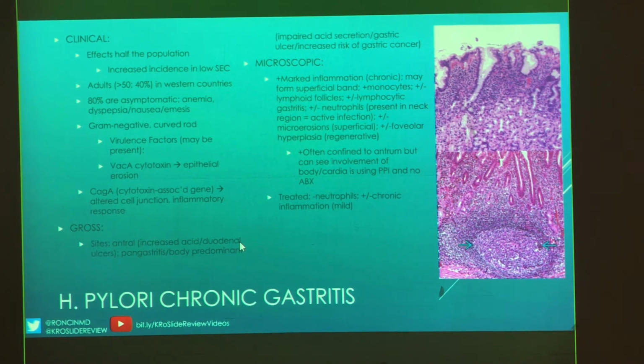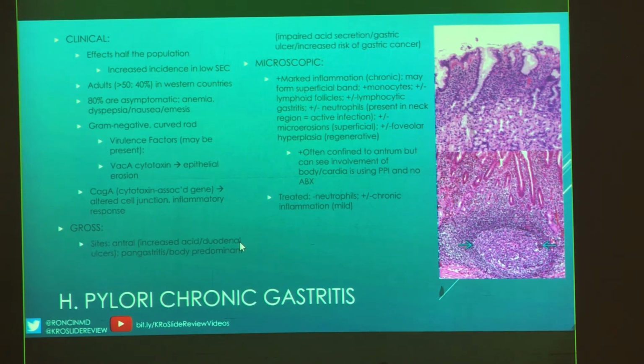80% of these cases, so almost all of the cases, the patients are actually going to be asymptomatic. They may have maybe a slight anemia that gets picked up on a test. They might have some indigestion, some nausea, or complaints of emesis. The Helicobacter itself is a gram-negative curved rod, so almost comma-shaped. And it can have virulence factors such as the VacA cytotoxin or CagA, which is the cytotoxin-associated gene. And I have a little bit about how those affect whether it's erosion or how the inflammatory response is coming across in the stomach.